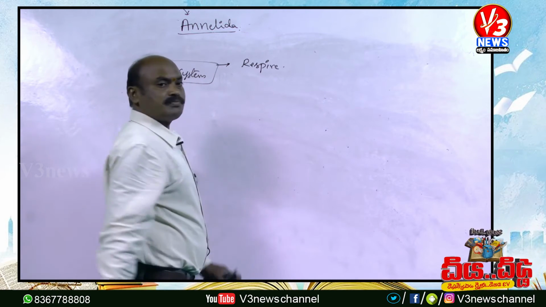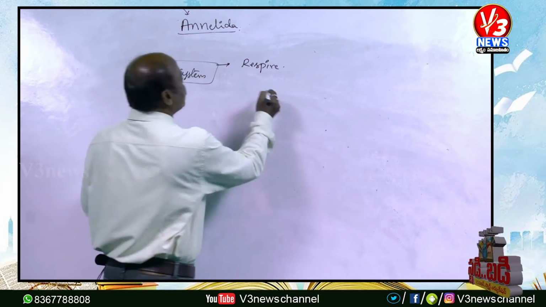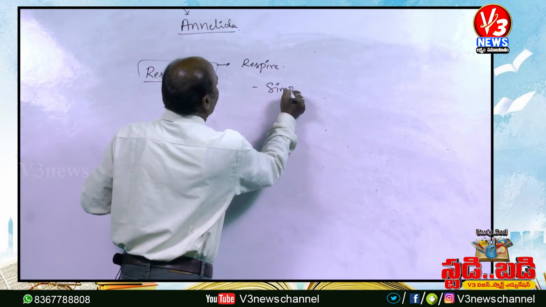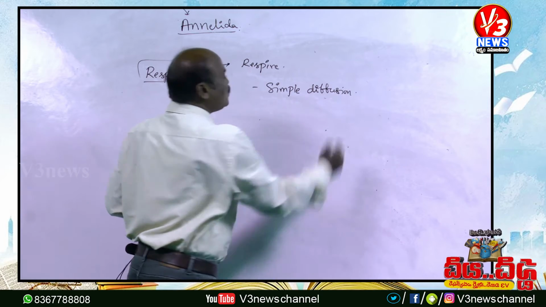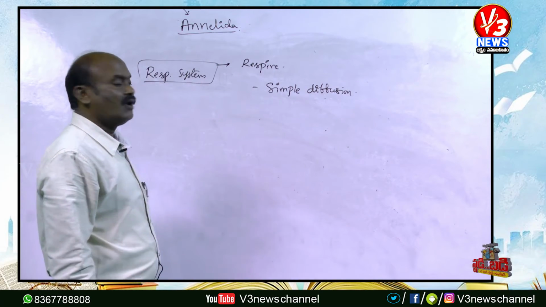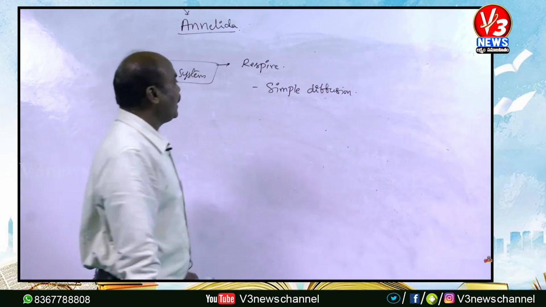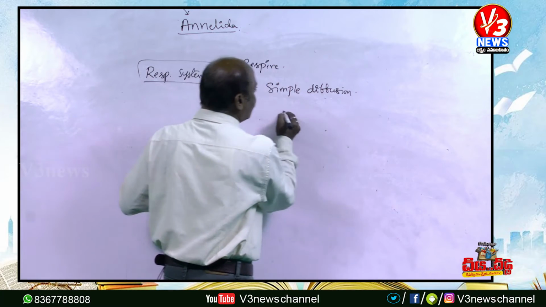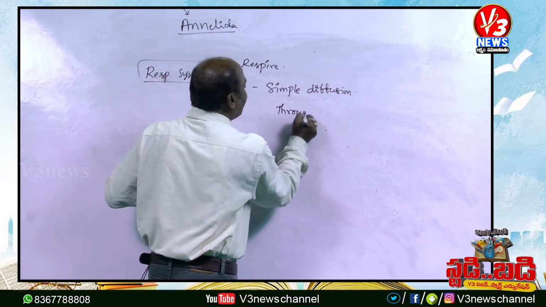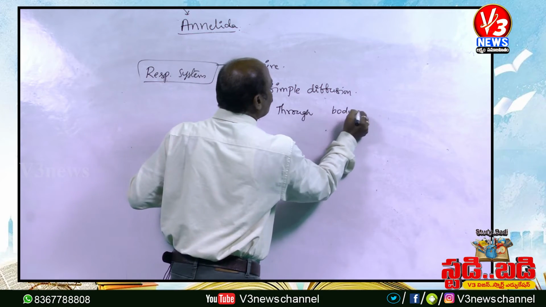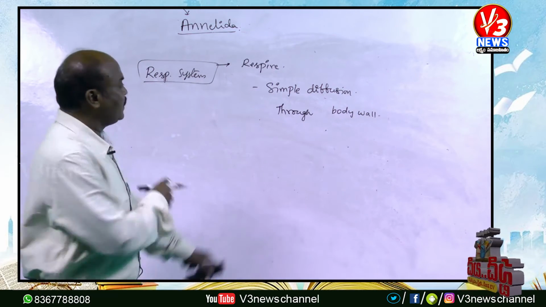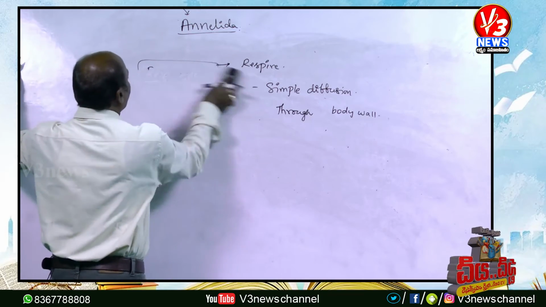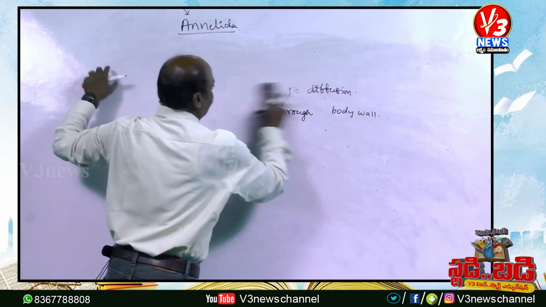In what way can they respire? By a simple process, that is simple diffusion, the exchange of respiratory gases by simple diffusion through their body wall. That's about the respiratory system. Then coming to the circulatory system.